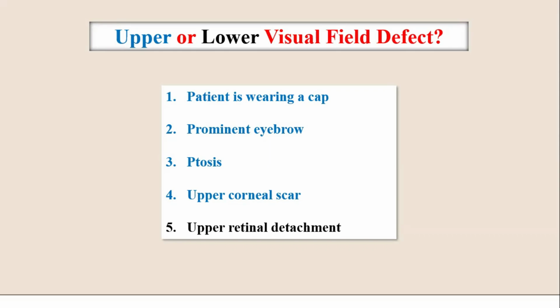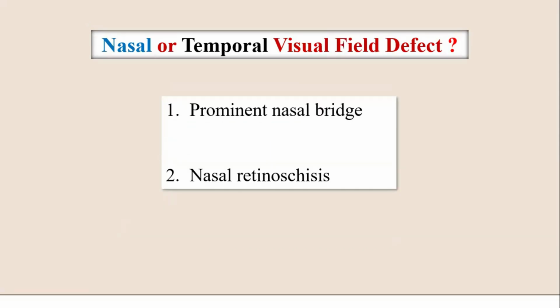And that's what this class is all about. Okay, another activity: nasal or temporal visual field defect. We have 1 and 2.